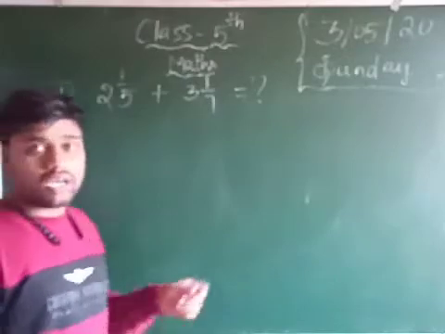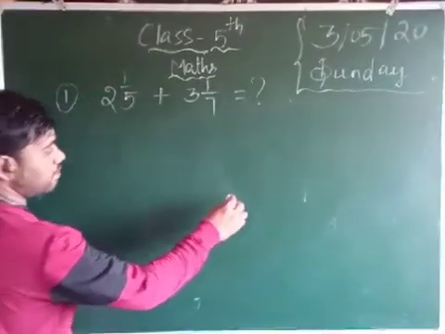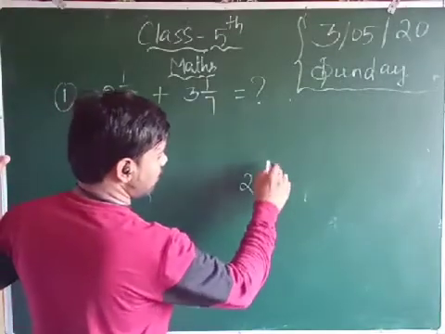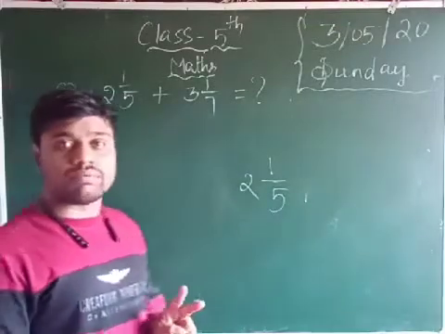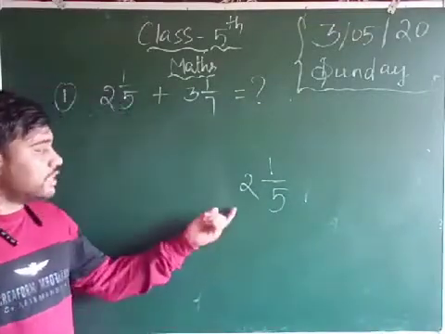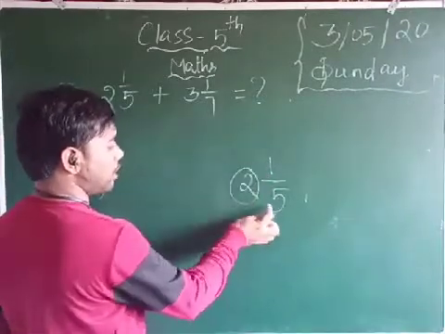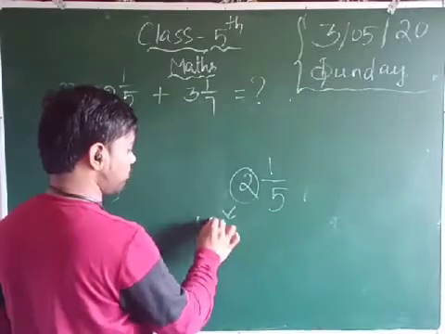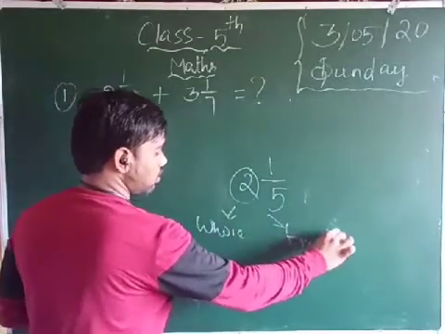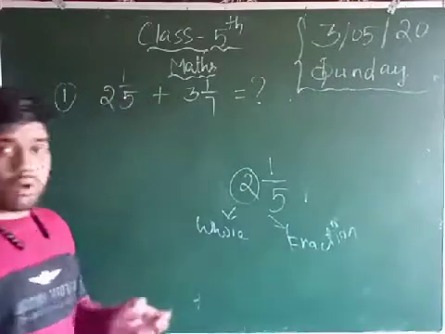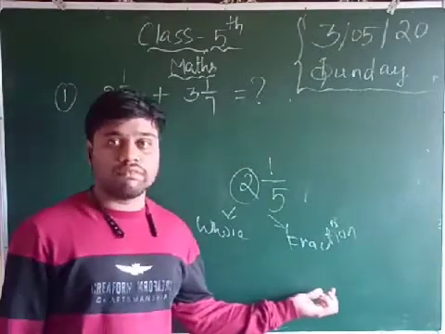Now how do I solve this question? A mixed fraction, as said in the previous class, has two types of numbers present. In one mixed fraction, one is a whole number and the other is a fractional number. So a mixed fraction has two parts: one is the whole number, the other is the fraction.